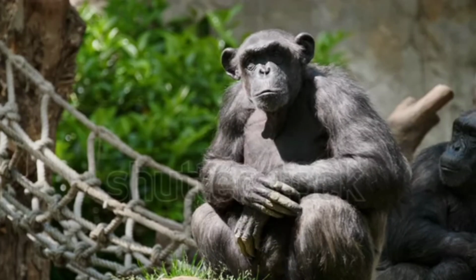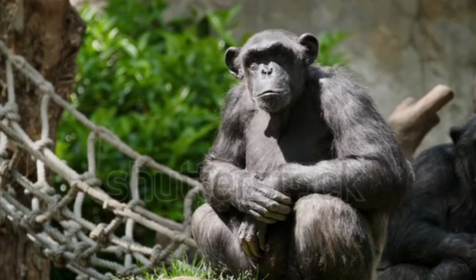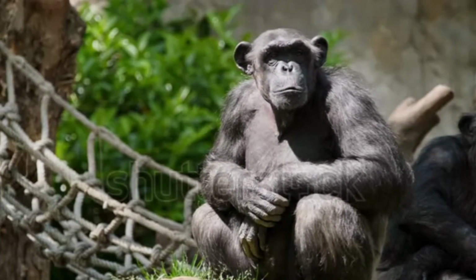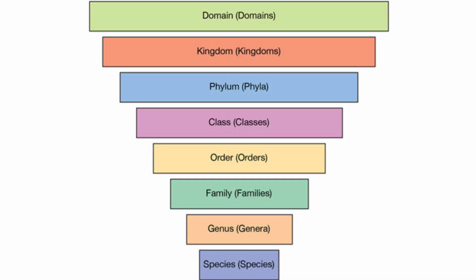Now let's dive into the taxonomy of the chimpanzee. There are 8 levels of classification, which are domain, kingdom, phylum, class, order, family, genus, and species.